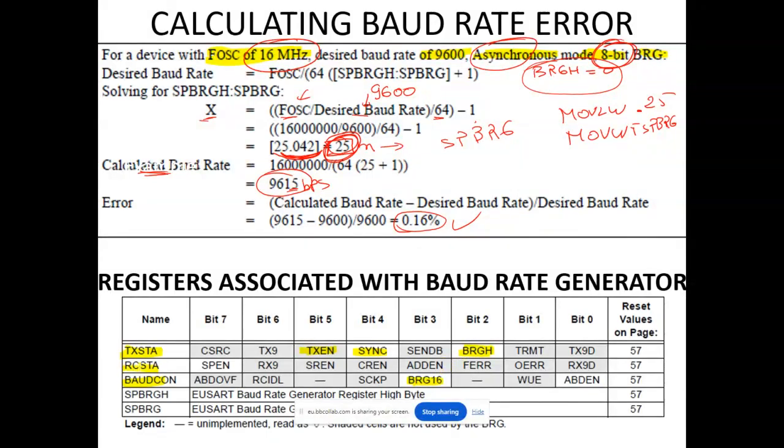Now we have another register, which is the RC status. So the RC status has this bit, which is very important. So this is the enable of the whole serial communication. So you have serial port enable. If you want to read or if you want to send data, this bit should be equal to 1. This bit should always be 1 if you want to send or to read.